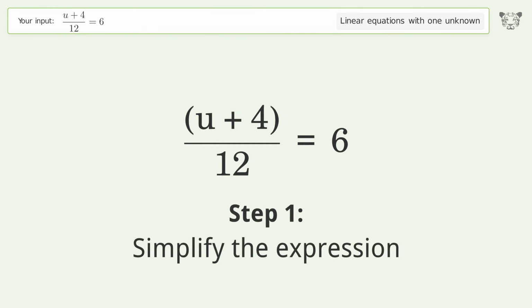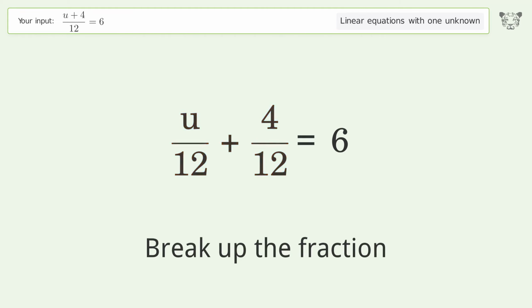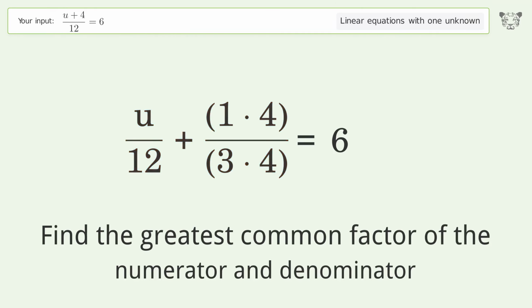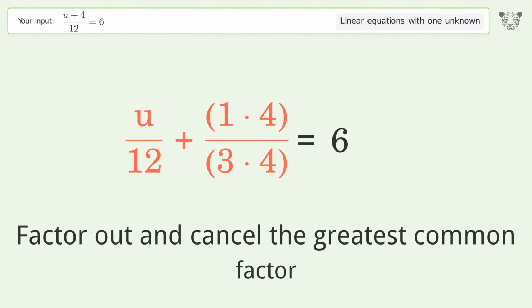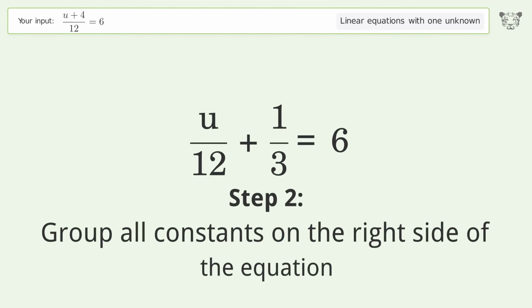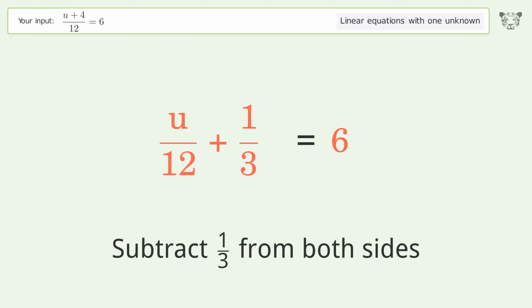Simplify the expression. Break up the fraction. Find the greatest common factor of the numerator and denominator. Factor out and cancel the greatest common factor. Group all constants on the right side of the equation. Subtract 1/3 from both sides.